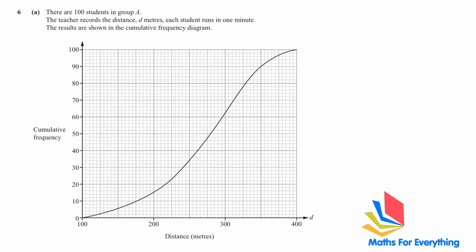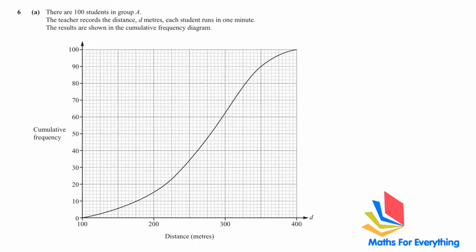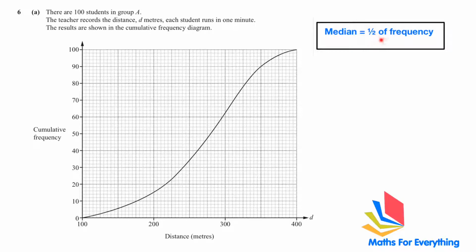Question number 6. We have been given a cumulative frequency diagram. There are 300 students in group A. The teacher records the distance d meters each student runs in 1 minute. So this is the distance and the results are shown in the cumulative frequency diagram. Let's read the first question. Find the median. To find the median, we use the formula median is equal to half of frequency. This will give you your cumulative frequency and then you have to find the corresponding distance on the x-axis.